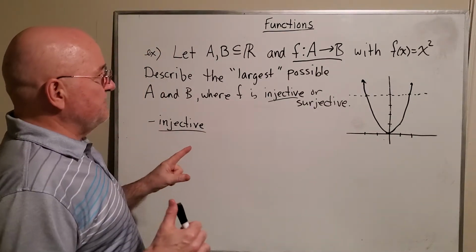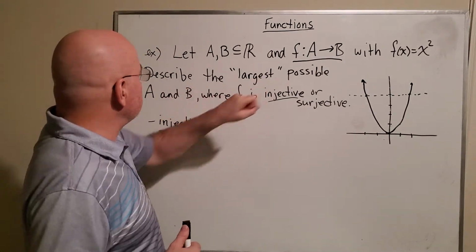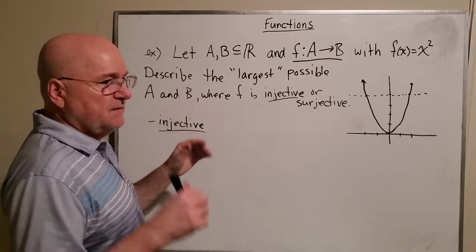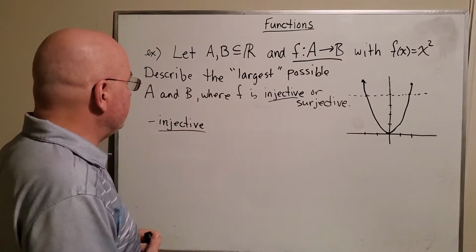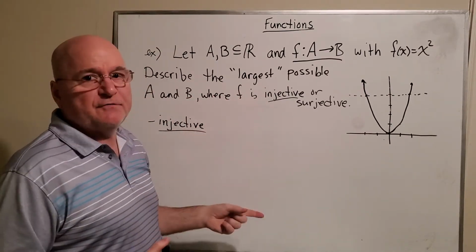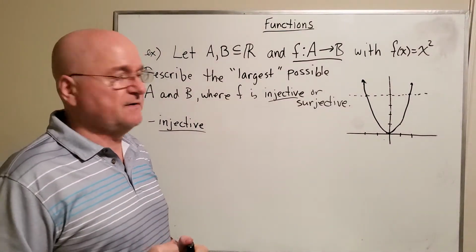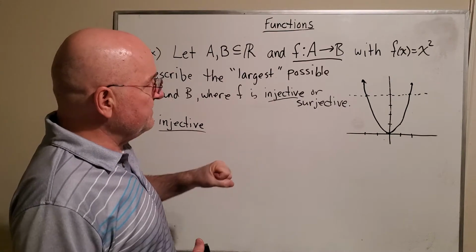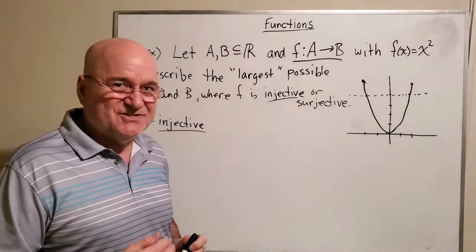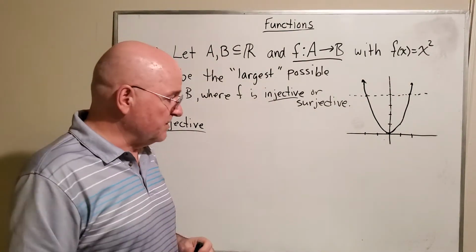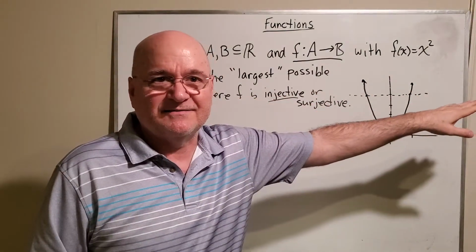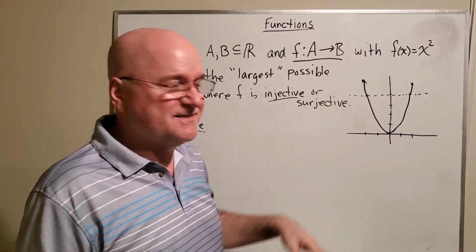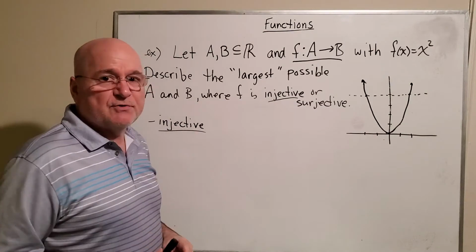What we want to do is find the largest possible A and B, it'll be an interval for each one, where f is injective or surjective. We're going to do it in two different steps. So notice that this function is not one-to-one. It's not injective because it doesn't pass the horizontal line test. I drew a horizontal line, could have drawn it a lot of other places, and it crosses the graph twice.